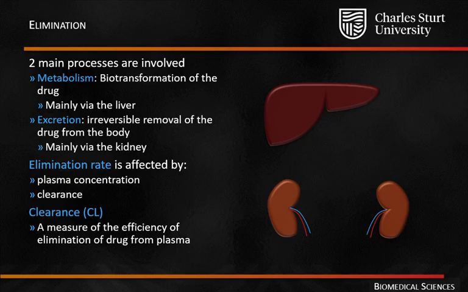So therefore, the elimination rate is based on how much drug you have available, which can be influenced by the volume of distribution. So is the drug mainly in the plasma, or has it extensively moved into the tissue space, and therefore it's not as available in the plasma? And the efficiency of the processes that remove it. So that would be the ability for the liver to extract and metabolize the drug, or for the kidney to remove the drug physically from the plasma itself.